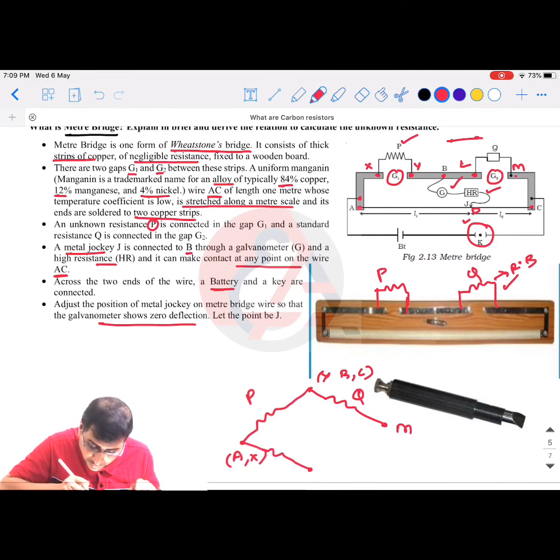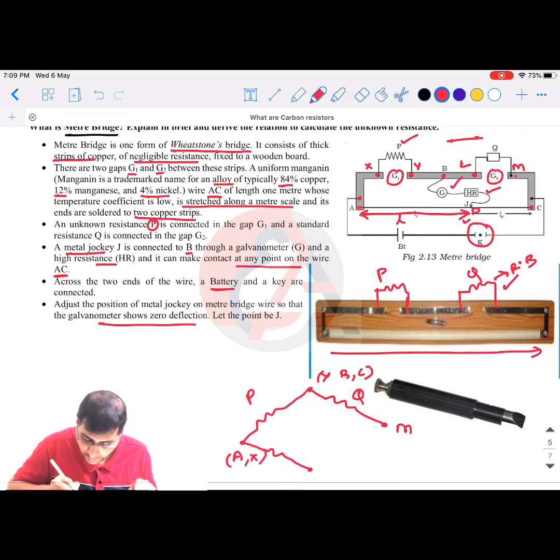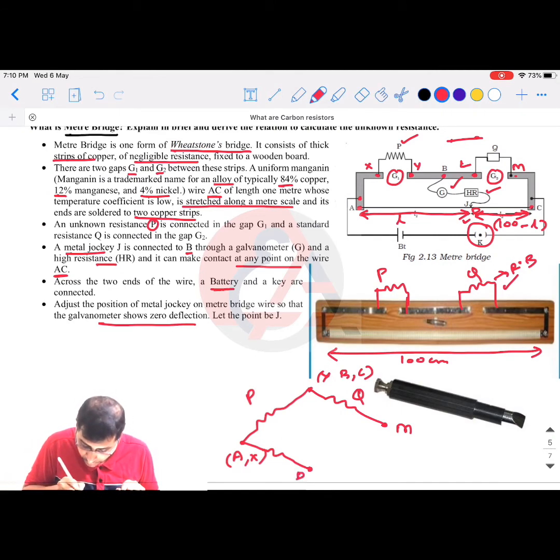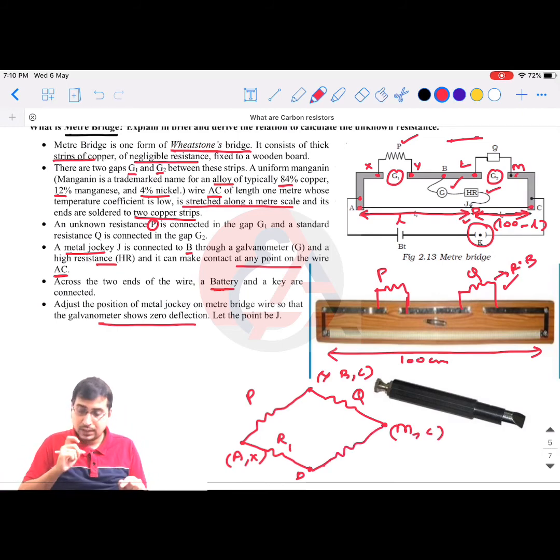between the point A and D, there is a part of the wire. Let me say the part of the wire that is present is L. So since this total length is going to be 100 centimeter, then this length will be 100 minus L. Okay. So between the points A and D, there is a wire, let's say, of resistance R1. Between the point D and C, again remember C and M are at the same potential. So between the points D and C, the resistance that is going is R2.